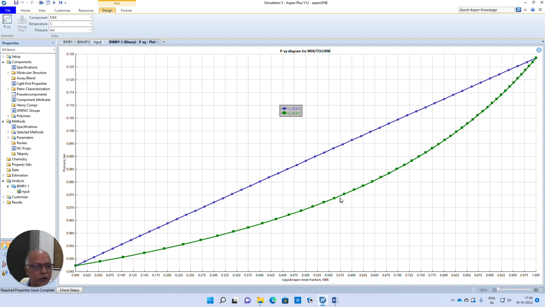The green one is going to indicate P versus y. For example, at any point on the blue line, the system is exhibiting as a saturated liquid. Any point on the green line, the system would be a saturated vapor. Any point in between these two will be a mixture of liquid and vapor. And any point above this will be indicating a subcooled liquid. Any point below this is going to indicate superheated vapor. That's how the simulator will be calculating the phase condition of the system.